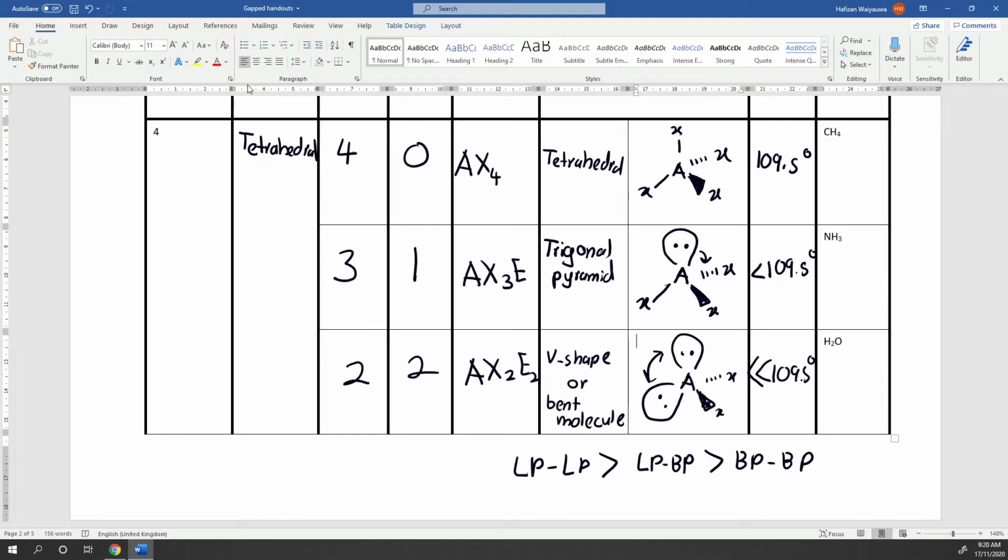Kita always start dengan the most basic punya shape, which is tetrahedral, sebab kena ada 4 pair, and ingat dia punya angle. So any lone pair yang kita tambah pun is based on the initial angle, is based on the initial shape. So from tetrahedral jadi trigonal pyramid, then jadi V shape or bent, then the angle is less than 109.5. So angle dia dekat sini ataupun dekat sini, and then this one is the smaller than 109.5 is dekat sini.